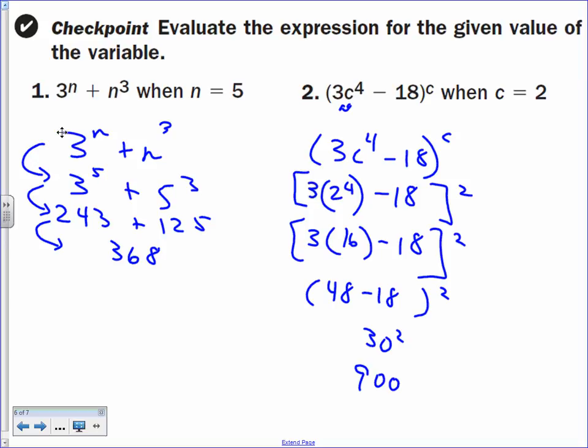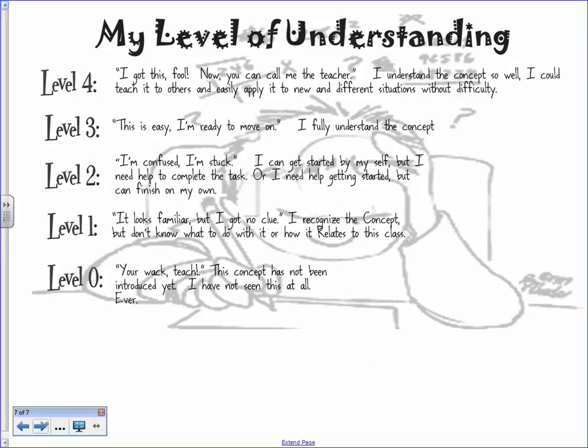Okay, go back on the front. Mark your basket for me. Tell me where you think you're at after we just went through that. Anywhere? No, on the bottom. The box at the top right. Oh, I didn't see that.